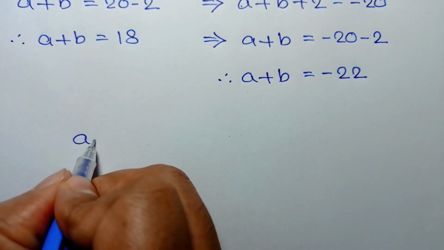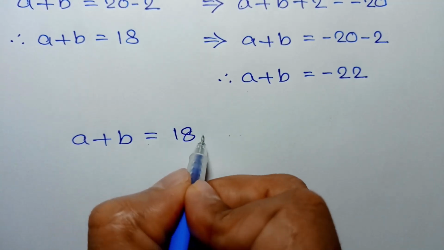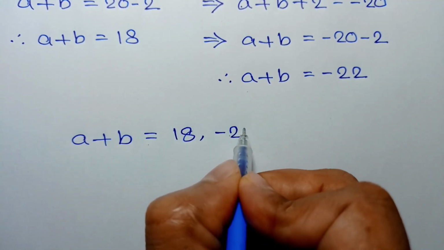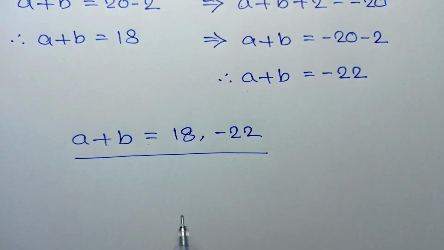Now the value of a + b is equal to 18 or -22. So these are the two values of a + b.